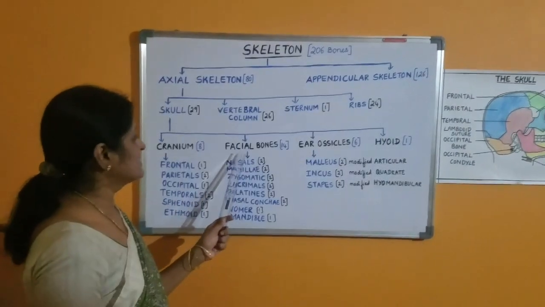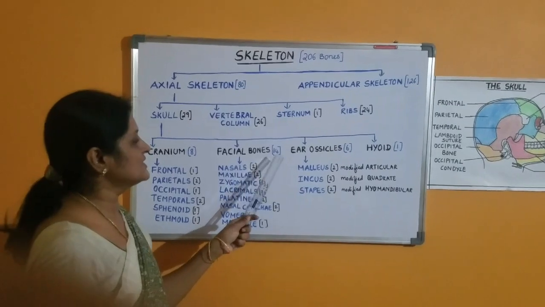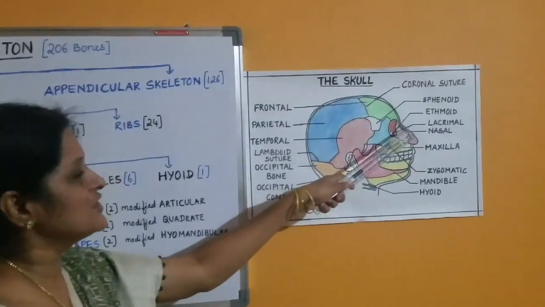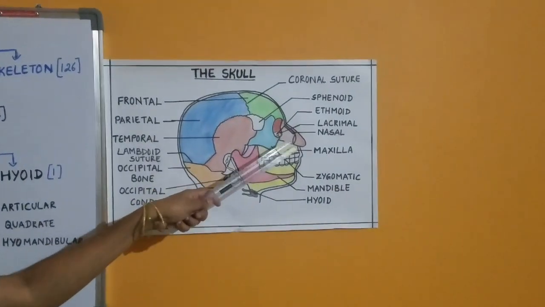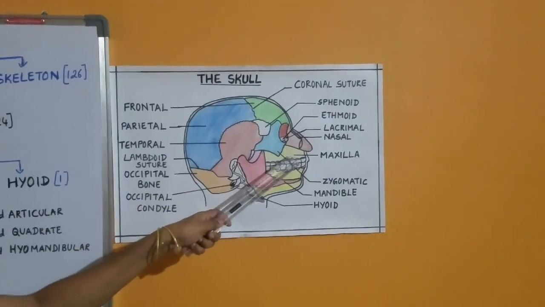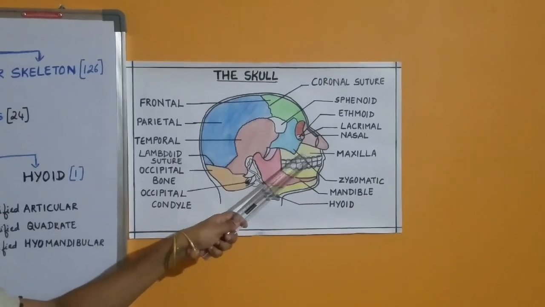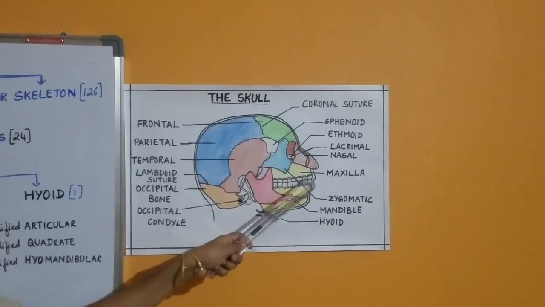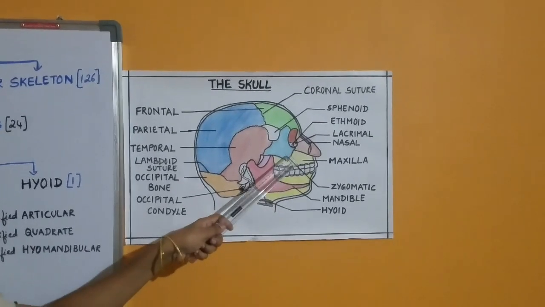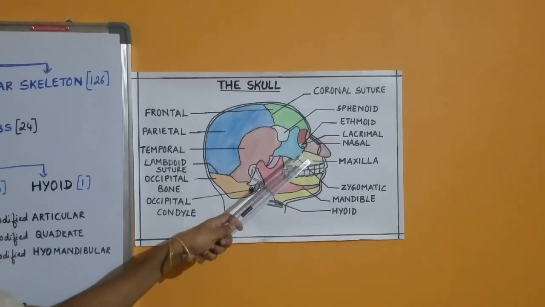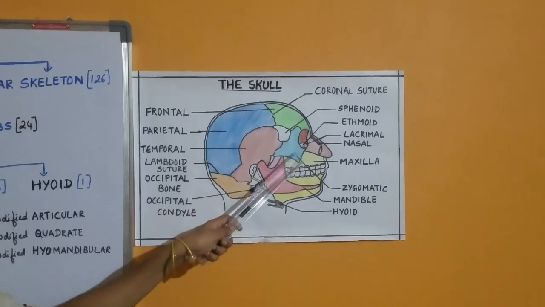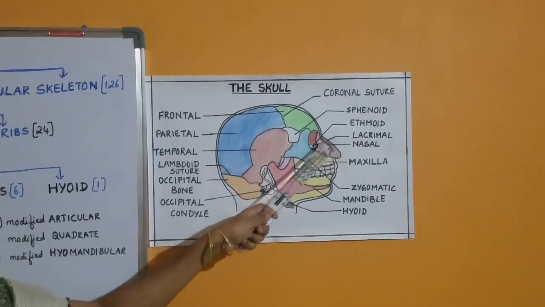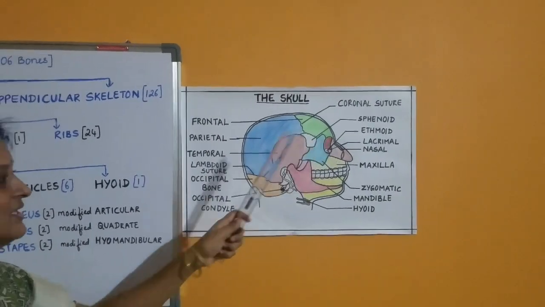The second part of the skull are the facial bones which are 14 in number. They include 2 nasals which form the bridge of the nose and 2 maxillae which join and they form the upper jaw or the maxilla which is going to have sockets into which the teeth are attached. The third one are the zygomatic bones which are 2 in number and they are called as the cheekbones. The fourth one are the lacrimals which are 2 in number and they are the smallest bones of the face.